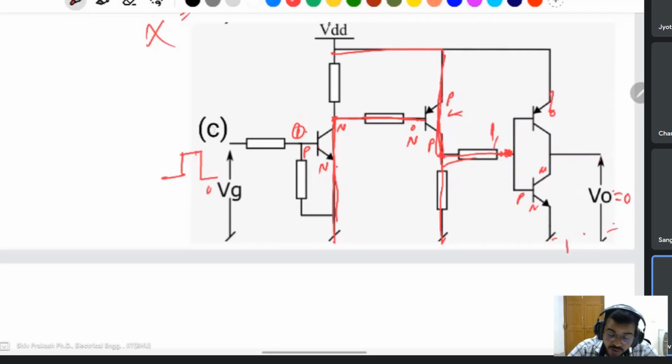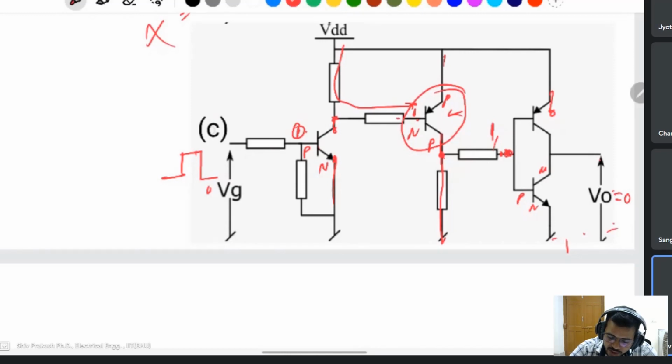Suppose this is 0, then this will be off, in open circuit. Then that voltage appears on the base of the PNP transistor, and this will be high. It means all the transistors will be turned off.